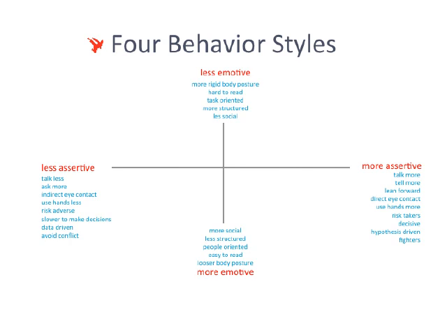Once you've measured the assertiveness level of the behavior, then you start to observe whether that individual is less emotive or more emotive. If they're less emotive and they're more towards the top of the scale, they're more rigid, they're harder to read, they're more task-oriented, probably a little bit less social. If you're more emotive, probably a looser body posture, easier to read, these are people-oriented people that are more social.